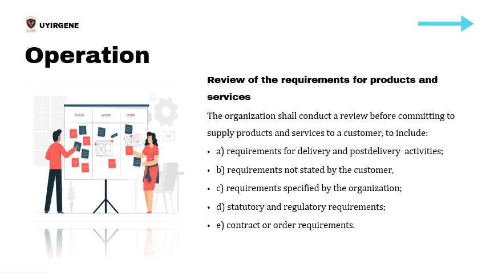Review of the requirements for products and services. The organization shall ensure that it has the ability to meet the requirements for products and services to be offered to customers. The organization shall conduct a review before committing to supply products and services to a customer, to include requirements specified by the customer, including the requirements for delivery and post-delivery activities. Requirements not stated by the customer, but necessary for the specified or intended use when known. Requirements specified by the organization. Statutory and regulatory requirements applicable to the products and services. Contract or order requirements differing from those previously expressed.